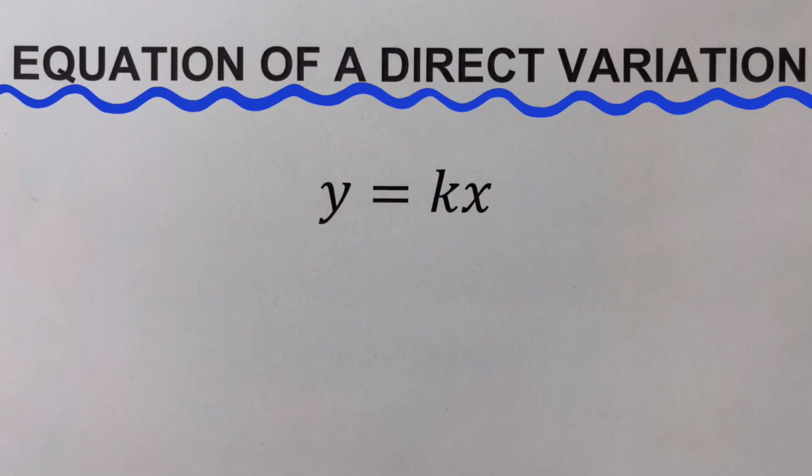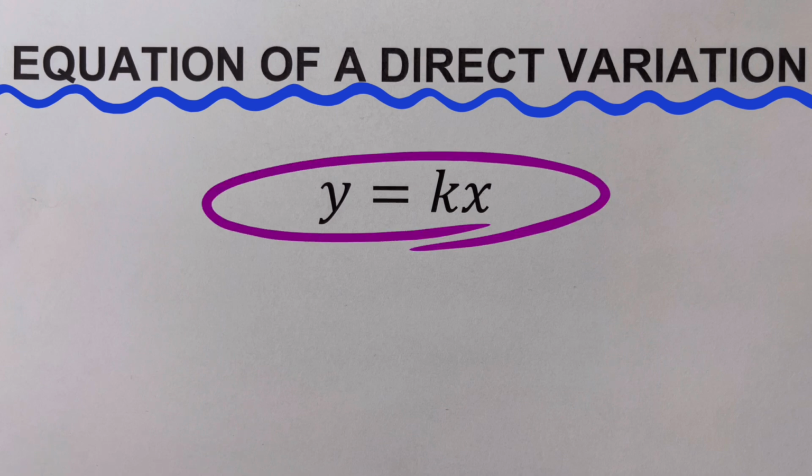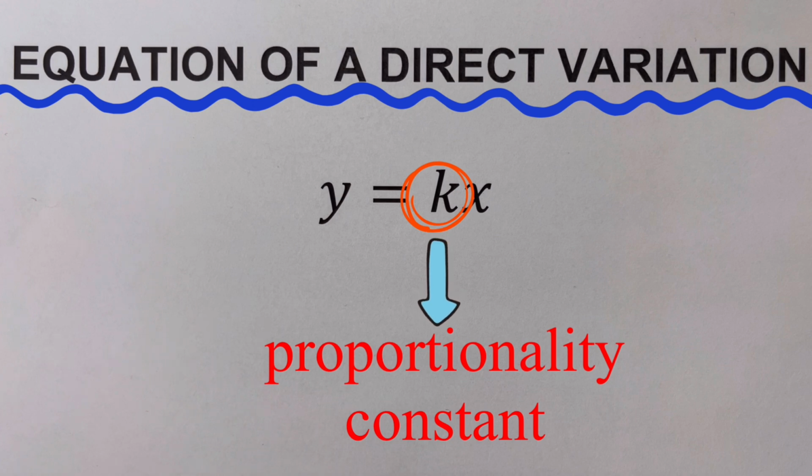Going back here, we remember that the general equation of a direct variation is y equals kx, where k is the proportionality constant, while the variable y is the dependent variable, and x is the independent variable. So we can tell that a given equation is a direct variation if it comes to this form. Now let's go over some examples.